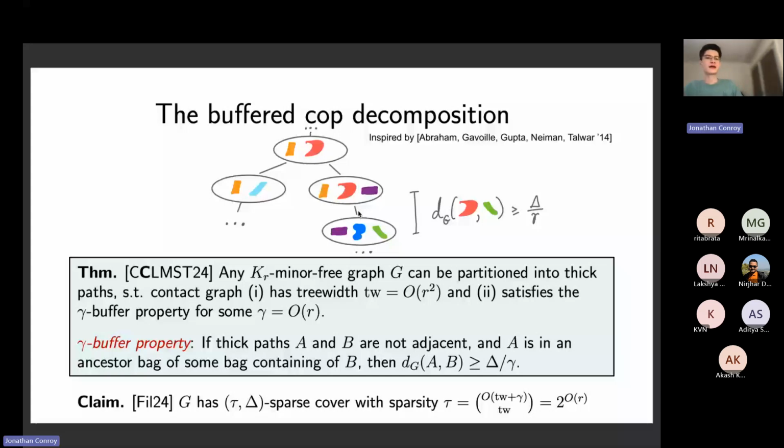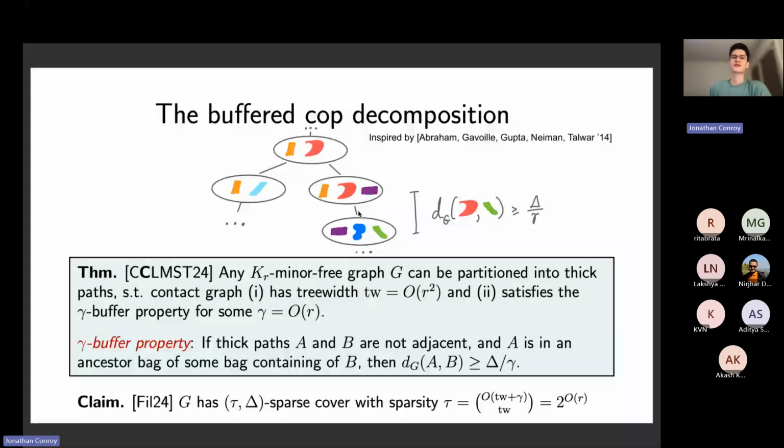And so we were able to show that any K_R minor-free graph has such a decomposition where the contact graph has tree width poly R, like R squared, similarly to the Cop decomposition. And additionally, it satisfies this gamma buffer property for gamma equals O of R. And this is inspired by this decomposition of Ibrahimpur, Gupta, Neiman, and Talwar. They essentially achieved something very similar to our buffer property, but only in expectation. We were able to do this deterministically. And this deterministic bound is important for sparse cover.